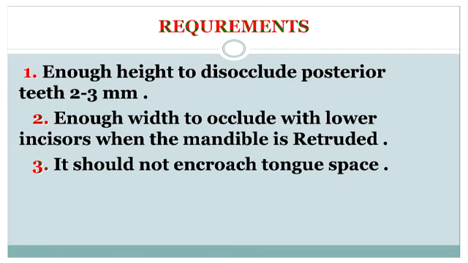Enough height to disocclude posterior teeth, 2 to 3 millimeters. Enough width to occlude with the lower incisor when the mandible is retruded. It should not encroach on tongue space, in order not to prevent the normal movement of the tongue and the pronunciation of some letters.